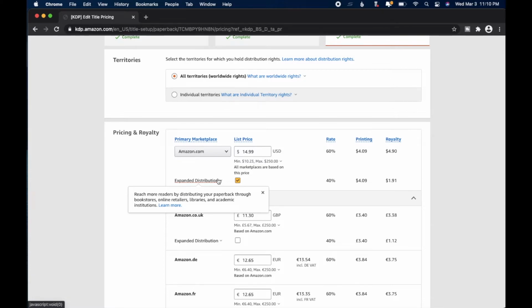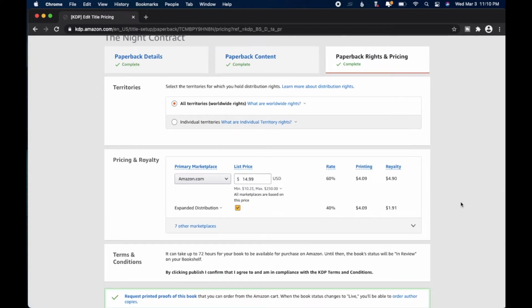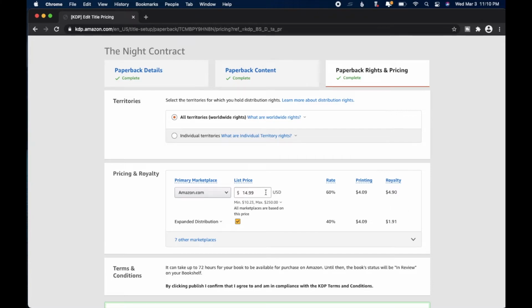Like retailers, libraries, academic, and there it's only 40 cents. But here for the paperback, let's just toggle with the pricing, for example. So $4.90 is my current royalty rate. So for every paperback of The Night Contract that I sell, I get $4.90 in royalties. But let's just put it at the minimum here, $10.23, and see what happens to the price.